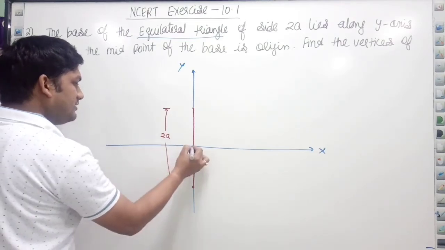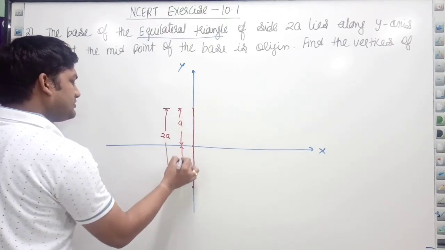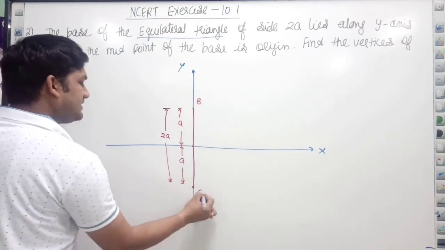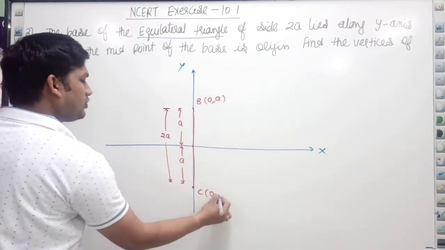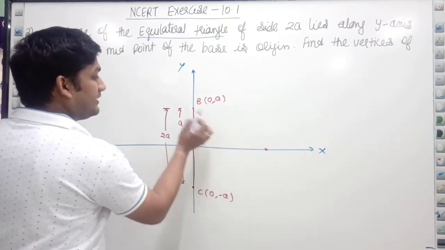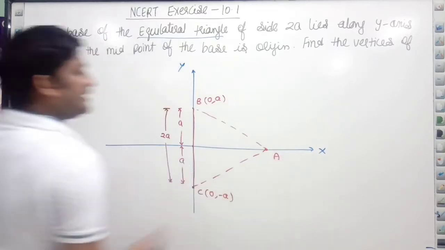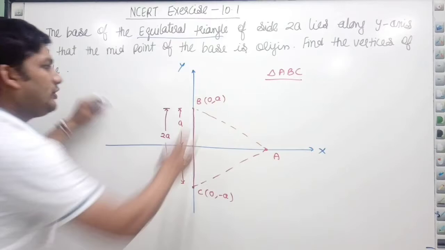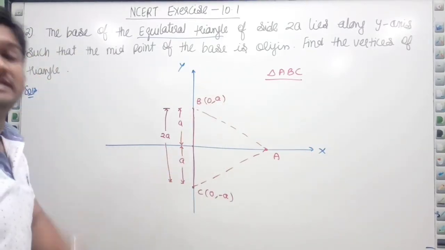midpoint is at the origin, so this distance is a, this distance is also a. So if I take this point as B, this is C, this will be 0, a, this will be 0, minus a. Now we need to find the vertices, means the third point. This will form an equilateral triangle ABC. Till now it is clear or not? This is 0, a and this is 0, minus a because on the y-axis x is 0.